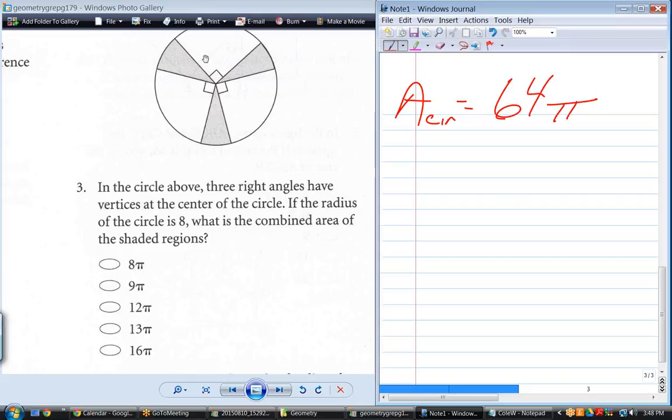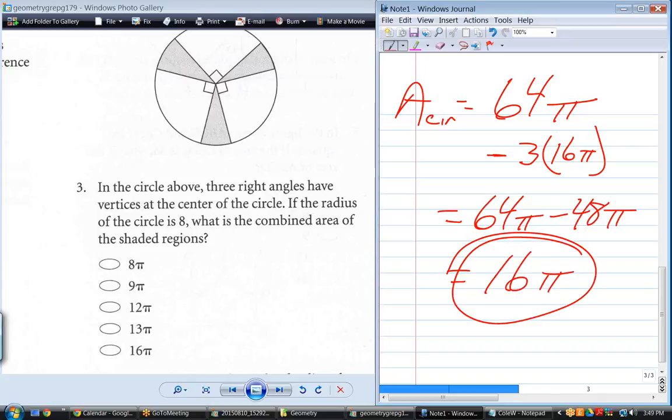So if each of these 3 white areas is 1/4 of this area, that would be 16 pi. 16 pi is 1/4 of 64 pi. So how many of those do we have? 3. So we're going to subtract 3 16 pi's. You see where I get that step? Well, 3 times 16 pi is 48 pi. So we have 64 pi minus 48 pi. We have precisely 16 pi in the shaded region.